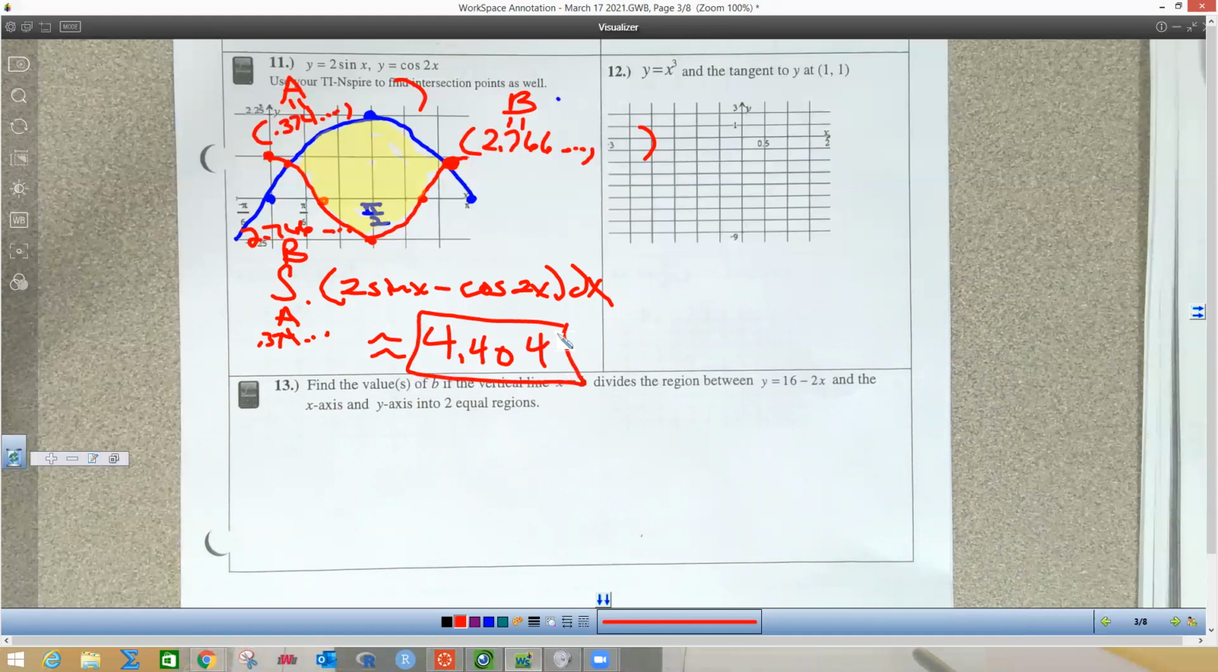Question on that? Okay. If you just wrote this answer down, you wouldn't get any points. You must show them what you're typing into your calculator. If you don't show it, you lose all your points.